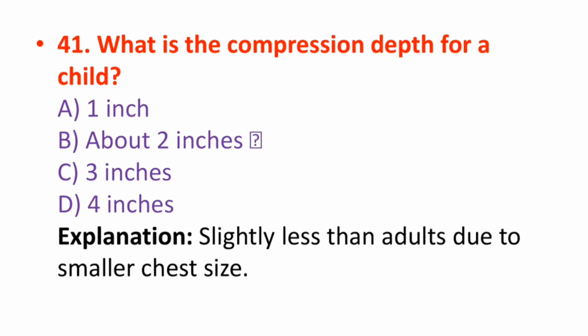What is the compression depth for a child? Option A, 1 inch. Option B, about 2 inches. Option C, 3 inches. Option D, 4 inches. The correct answer is option B, about 2 inches, slightly less than adults due to smaller chest size.